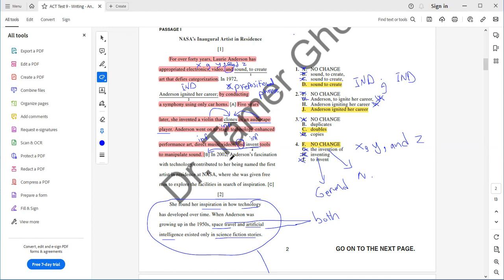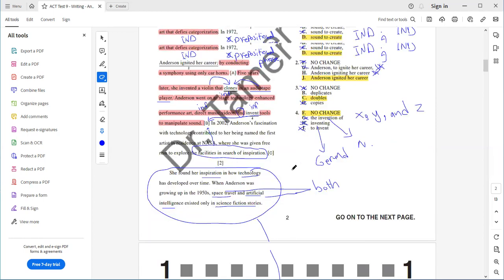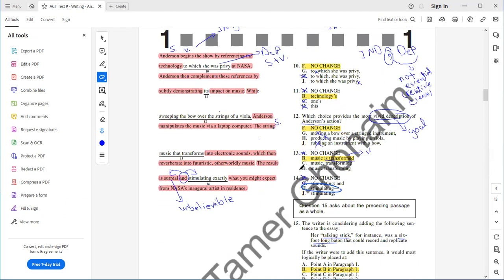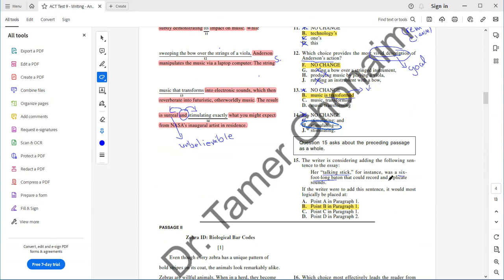In 2002, Anderson's fascination with technology contributed to her being named the first artist in residence at NASA, where she was given free rein to explore the facilities in search of inspiration. The phrase facilities in search of inspiration gives me a kind of clue that maybe the stick can be put here, because it's something of the tool that she used. And even it's going to produce something like in nature. And because of her inspiration, it makes this talking stick to record and replicate sound.